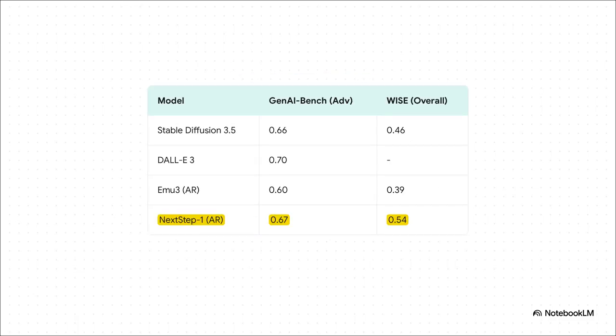The numbers actually back this all up. When you put it to the test on different benchmarks, the ones that check how well it can follow complex instructions or if it understands things about the world, NextStep 1 is getting state-of-the-art results for this type of model, for autoregressive models. And what's more, it's right up there, super competitive, with even the big top-tier diffusion models we all know.